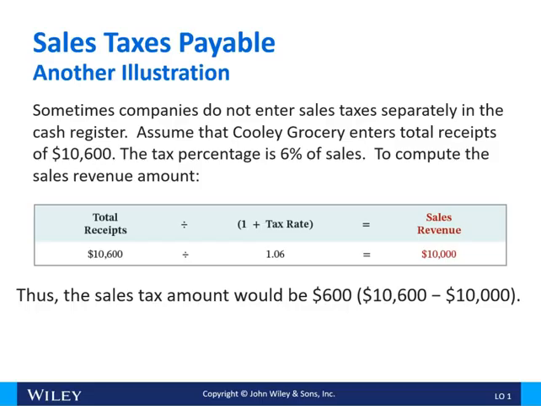And then to calculate sales taxes, we subtract the $10,000 from the total receipts, so the 10,600 total less sales revenue of 10,000 is 600, and that's a sales tax. Okay, so kind of working backwards. If you were to record it separately, you would record sales revenue of 10,000, 6% sales tax, so 6% times 10,000 is 600, and that would be your sales tax amount. So that's the other way to do it as well.